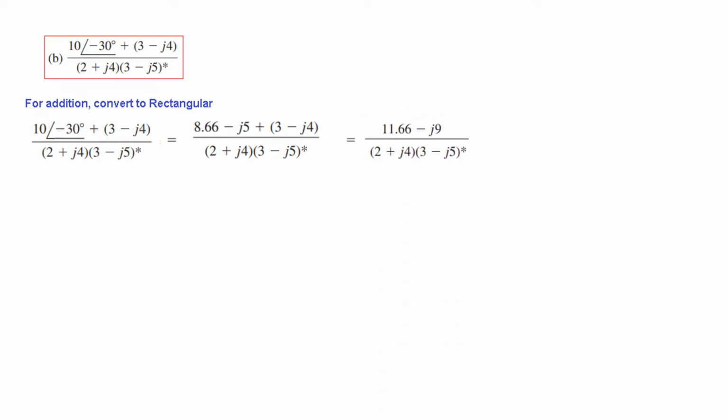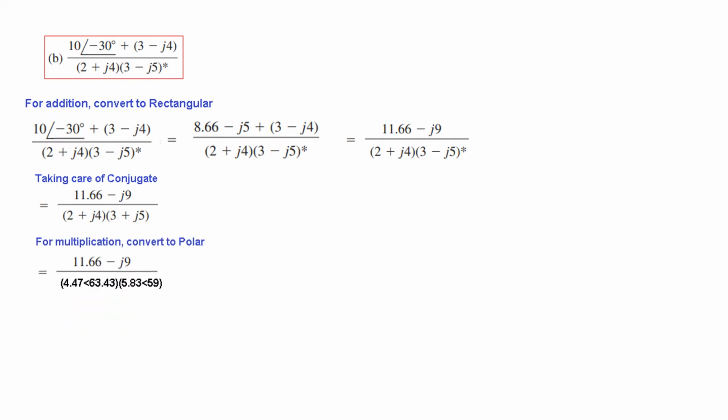this added, this remains as it is, changing or taking care of the conjugate, so we're just changing this sign to positive, and now we can multiply the denominator. So multiplying the denominator, for multiplication we have to convert this into polar forms. So convert it into polar form, and now we can multiply the magnitude.